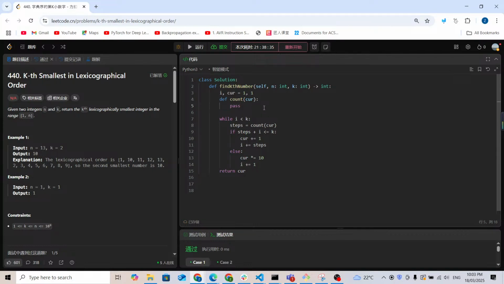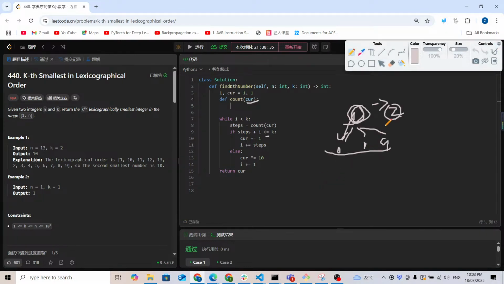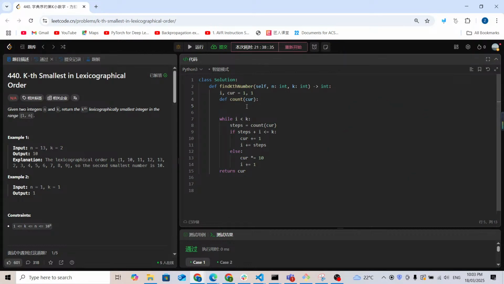Now, the difficult part becomes how can we calculate this count. Actually, I've already explained earlier. For example, this is 1, and this is a 2. 2 minus 1 is 1. From here, this is a 0, so we're going to have 20. 2 times 10 becomes 20, so 20 minus 10 becomes 10. We're going to use this kind of solution to solve the count.